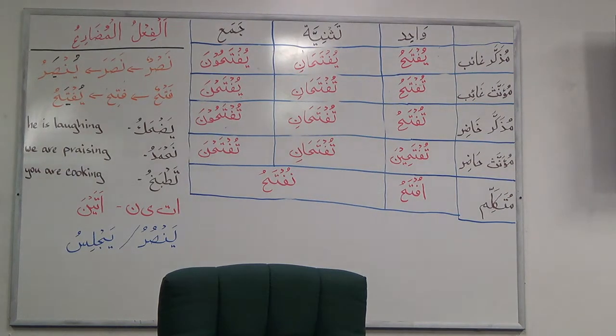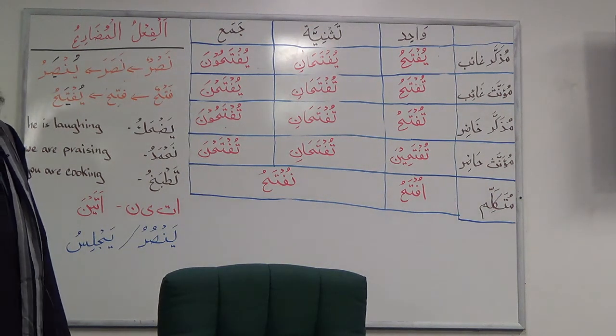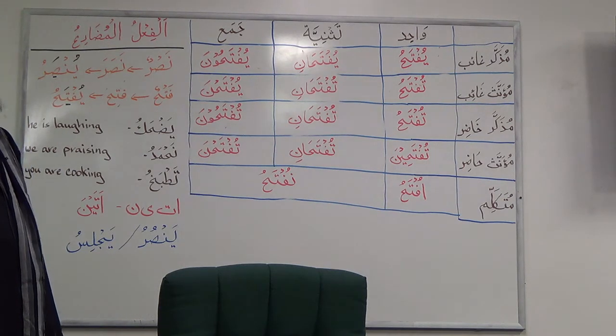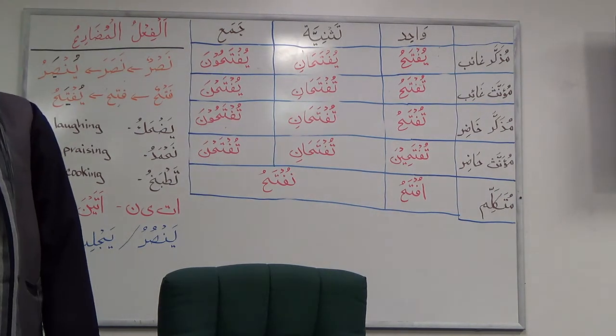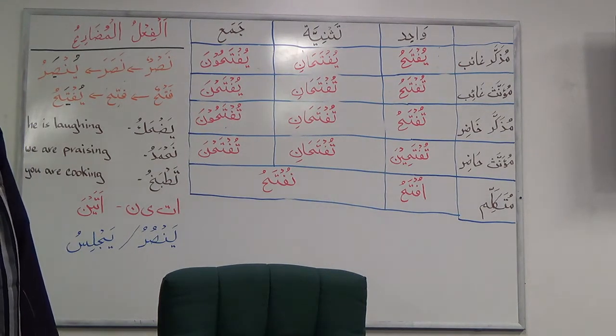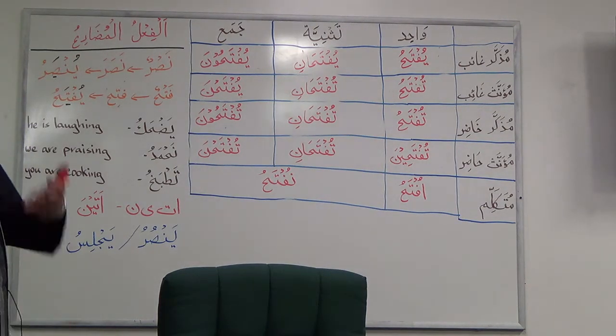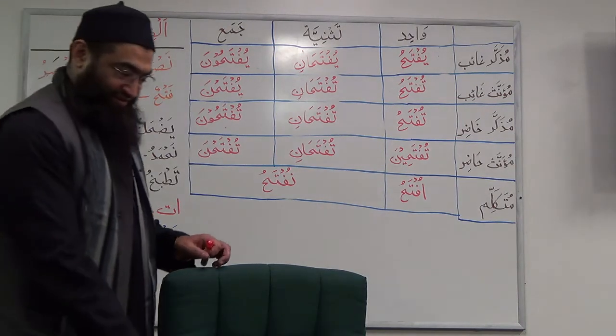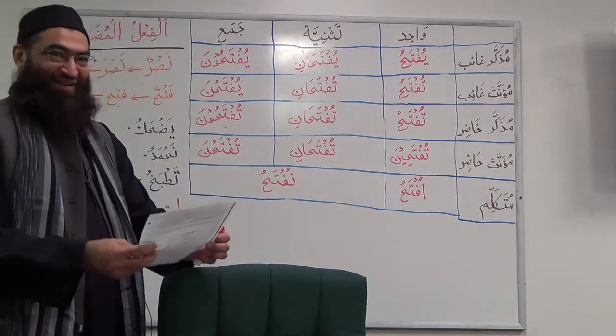Last thing before we finish: this is present and future, right? So what if we wanted to make it specifically future tense, and not present? Is there something we can do? There is something we can do. Who can tell me? Yes, mashallah, we have somebody who vaguely remembers.